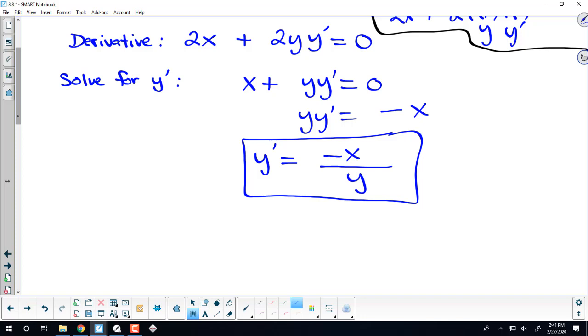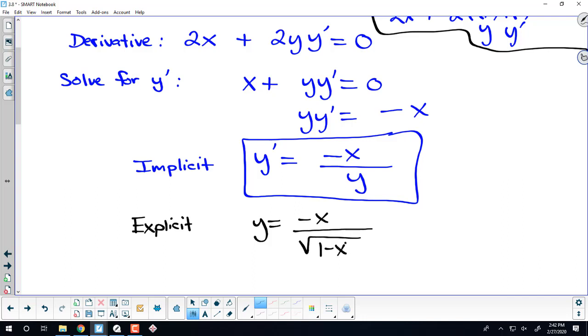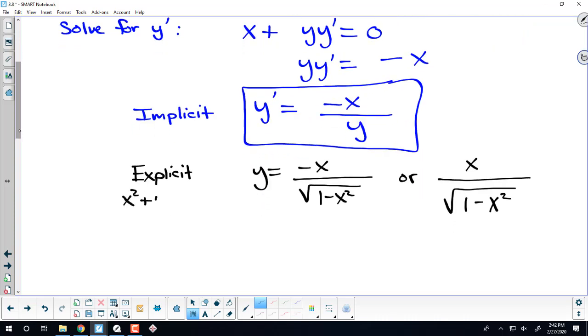So there's the derivative implicitly, and if we look at the derivative that we found explicitly, we had two representations. y was the negative x over the square root of 1 minus x squared, or positive x over the square root of 1 minus x squared. So they definitely don't look the same, but we have to remember in this explicit formula from x squared plus y squared equals 1, when we solved for y, we had that y was plus or minus the square root of 1 minus x squared.